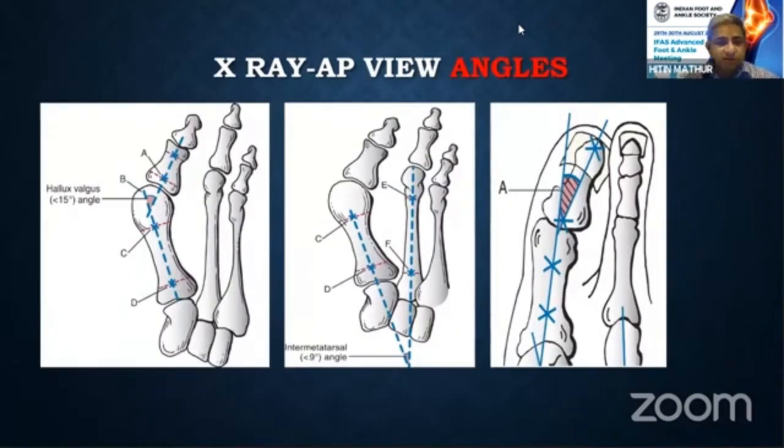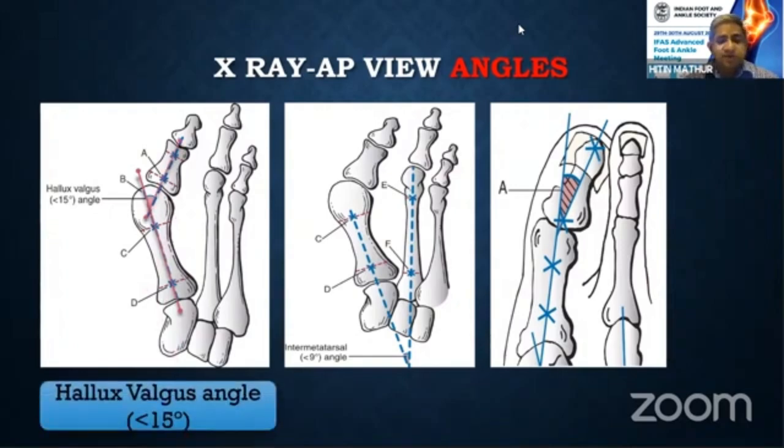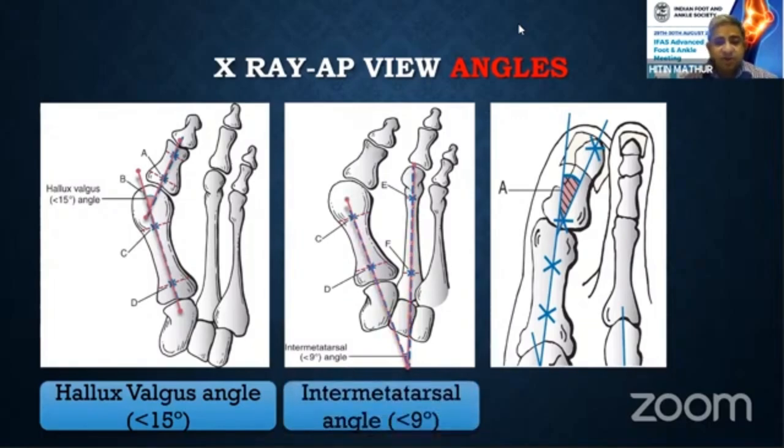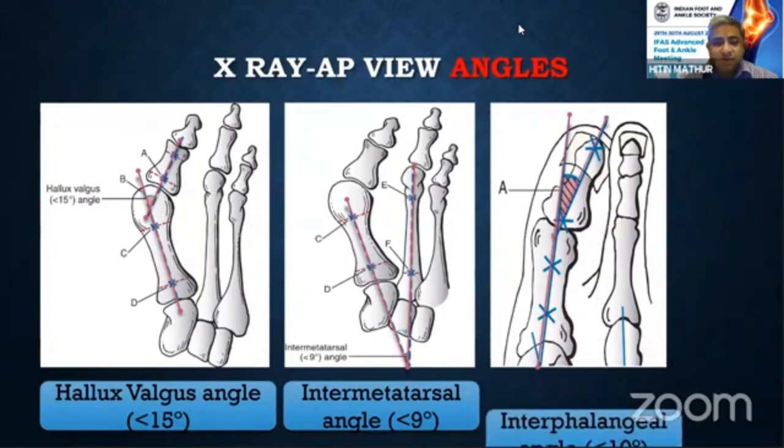So what are the 5 angles? The first angle is the hallux valgus angle, which is the angle between the mechanical axis of the first ray and the hallux, and it should be less than 15 degrees. The second is the intermetatarsal angle, between the first and second metatarsals, normally less than 9 degrees. The third is the hallux interphalangeus angle, between the proximal and distal phalanx of the hallux, which should be less than 10 degrees.